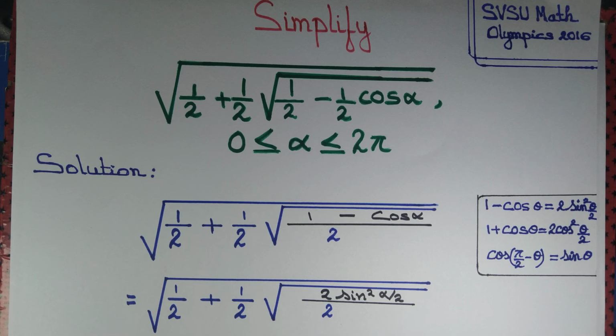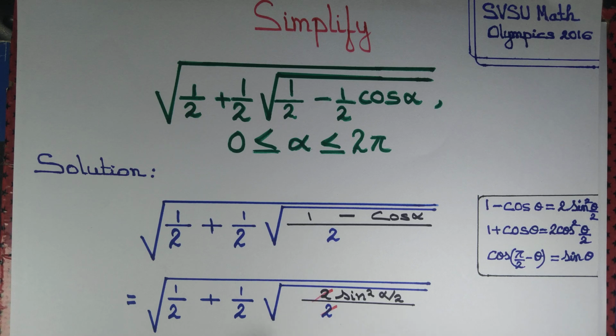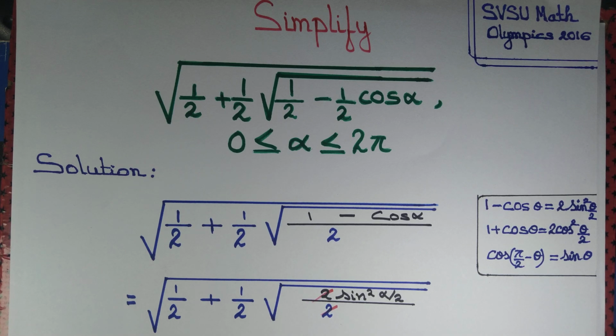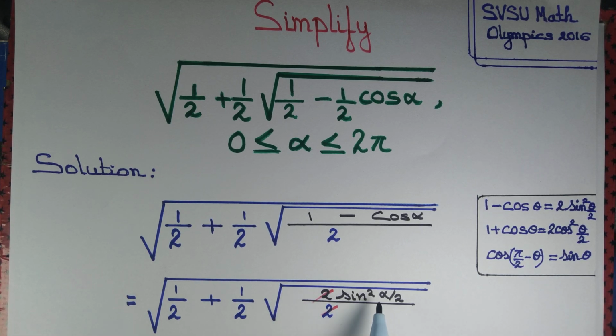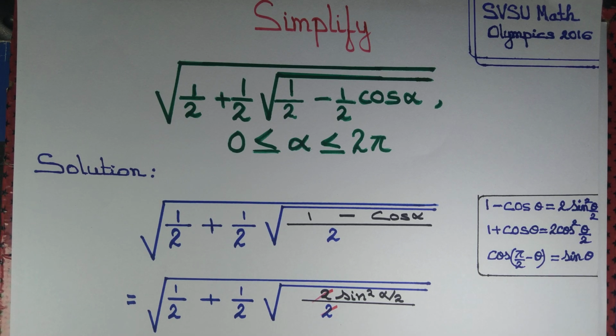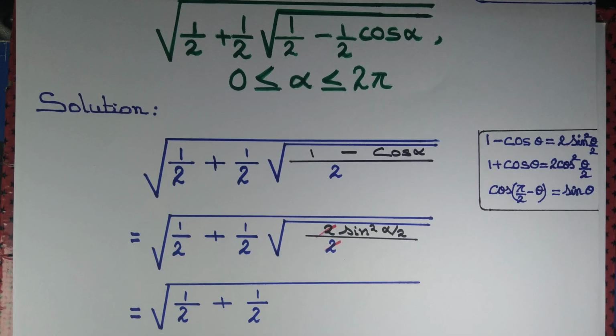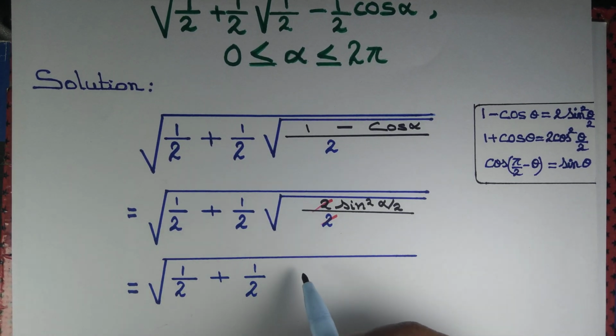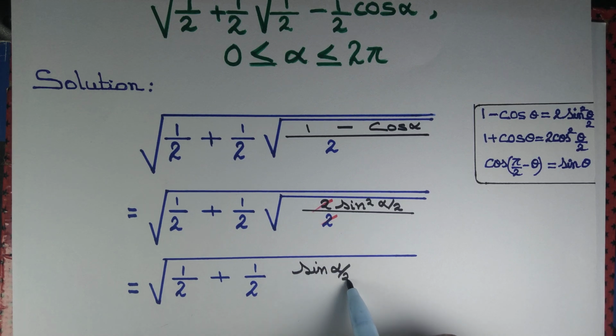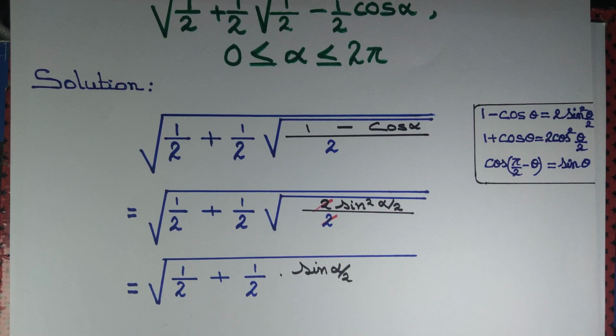Now we can see that we can cancel 2 out, and we did it. Square root of sin square alpha by 2. Root and square can be cancelled, and we can simply write this one as sin alpha by 2. However, it may happen that sin alpha by 2 is negative. Then I have to write minus sign here, but I am not writing it.